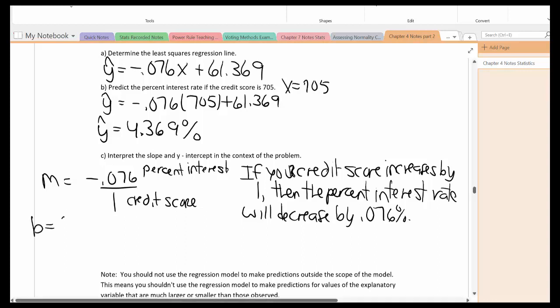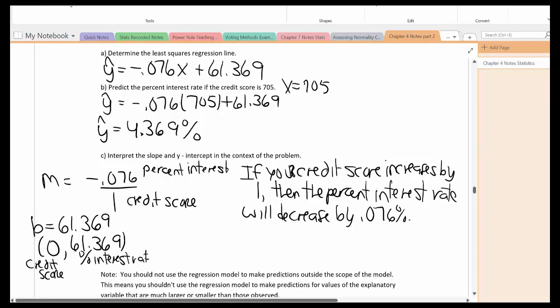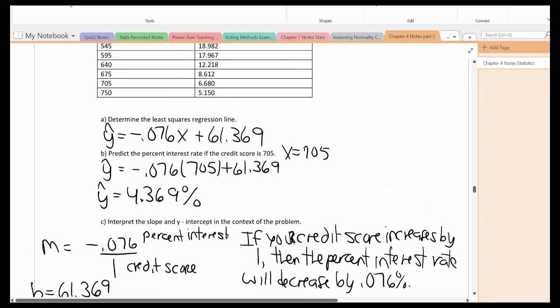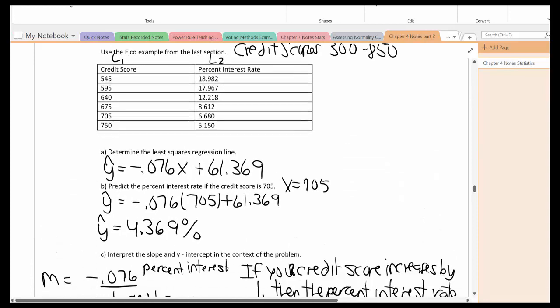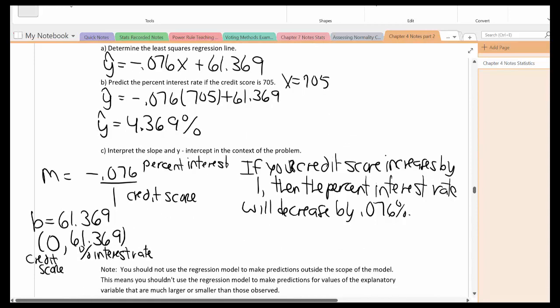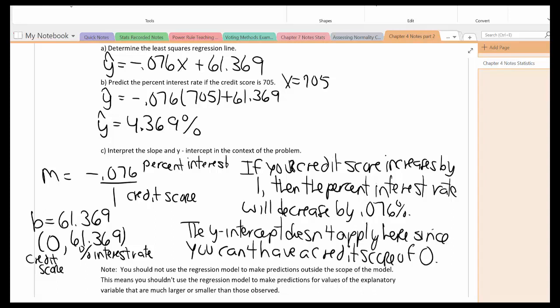Okay, the y-intercept, that's 61.369. Remember, as an ordered pair, that would be 0, 61.369. Well, remember, the 0 is the credit score, and the 61.369 is the percent interest rate. The problem is, if you recall, the credit score is going to be in between 300 and 850. So it is impossible to have a credit score of 0, so the y-intercept doesn't apply here. I'm going to write that out now. So the y-intercept doesn't apply here since you cannot have a credit score of 0.